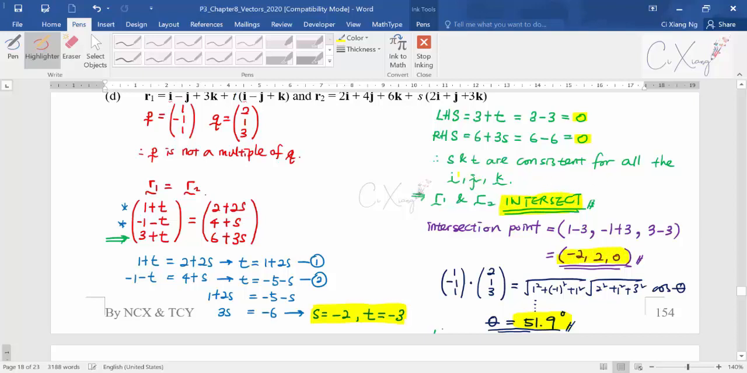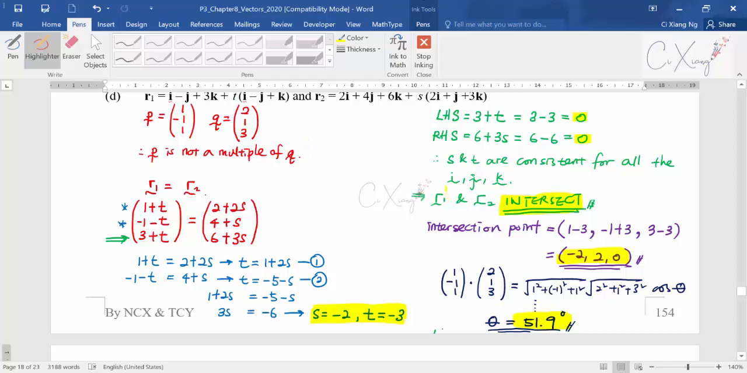Again, when you find out the value for S and T, then to determine whether S and T are consistent or not, you have to use the third equation that you didn't use before. Then you substitute the value and double check whether they are the same for the left hand and also the right hand side. If they are the same, that means they are intersecting each other. If they are not the same, that means they are skewed, because the value S and T are only true for two equations. The third one is not true, so they are not intersecting. Alright, this is what I have for part D.